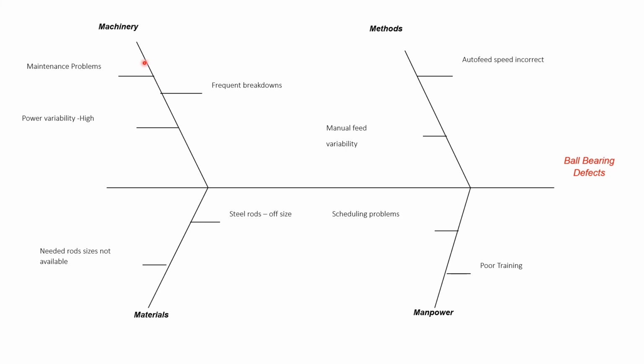For example, here we have another example. We have ball bearing defect, so maybe because of the machines, methods, manpower, and also material. So here we list all the causes of this effect.